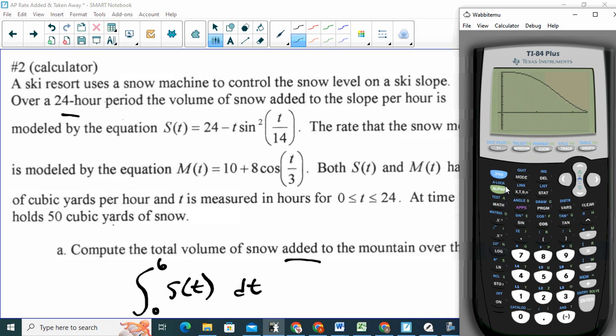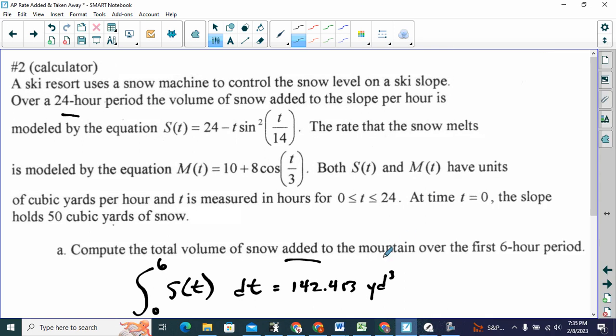And we can integrate S of t, second trace, number 7, the integral of f of x dx, starting at time 0, enter, and ending at time 6. And we find that those first 6 hours we have added 142.413 cubic yards of snow. This is all the work that would be required to earn full credit for Part A.